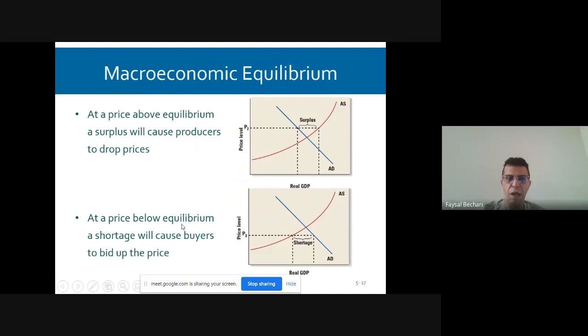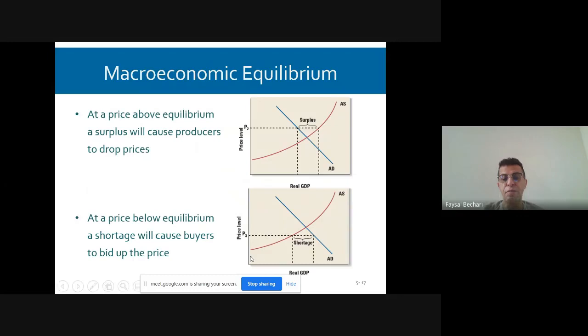Now, if the price is above the equilibrium, a surplus will cause producers to drop the prices. Let's say the price is at P2. At P2, the demand is less and the supply is higher, as we explained in earlier chapters. Aggregate demand and aggregate supply have the same effect. There is a surplus, there is more supply, so the demand is less. Eventually there is downward pressure. The suppliers will put out less production, and they will meet the equilibrium level.